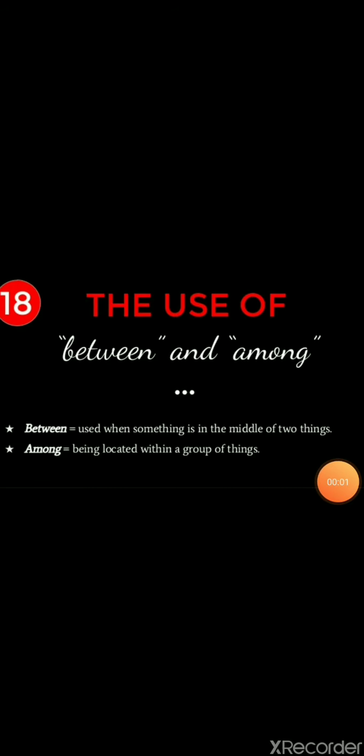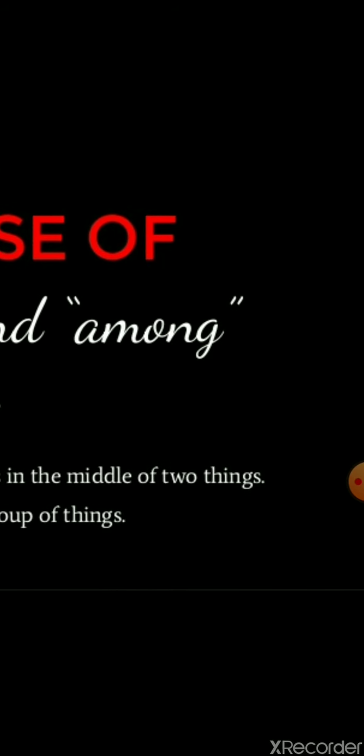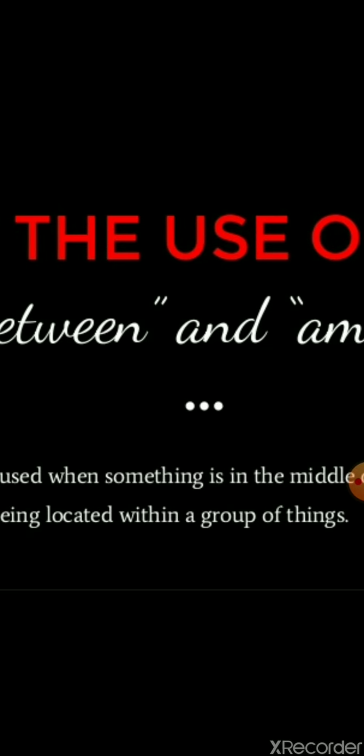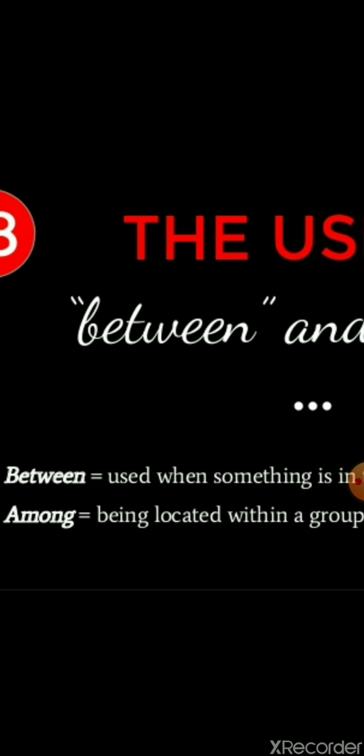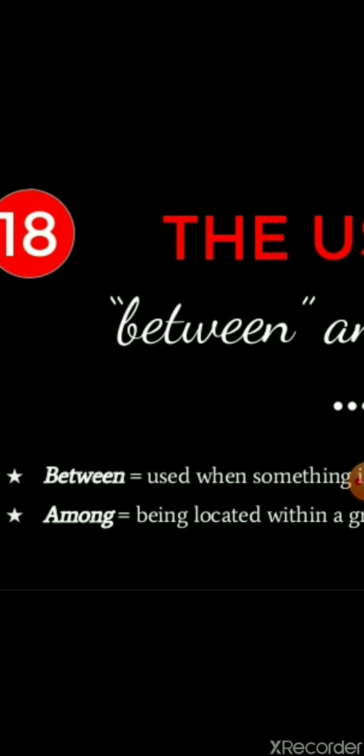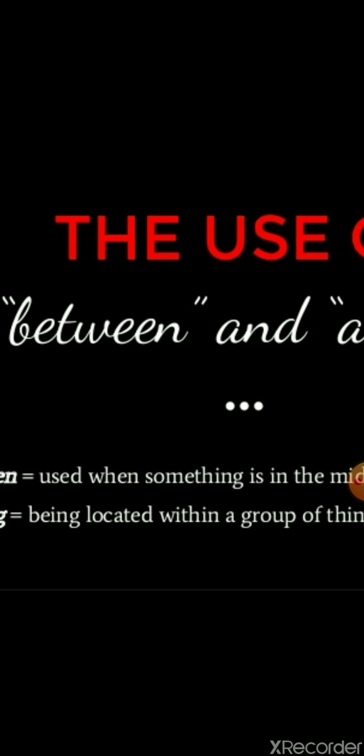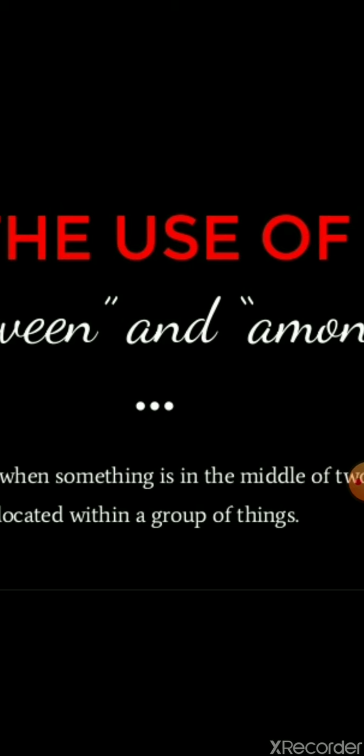Very common is the use of between and among. Very simple to understand. Between is used when something is in the middle of two things. It means two things are physically present in the sentence, then between will come. If there are more than two things, then among will come, among being located within a group of more than two things.